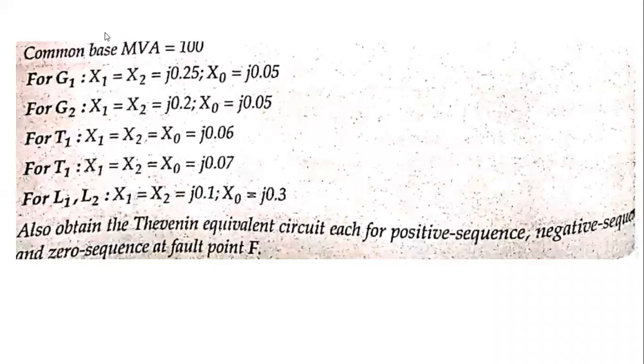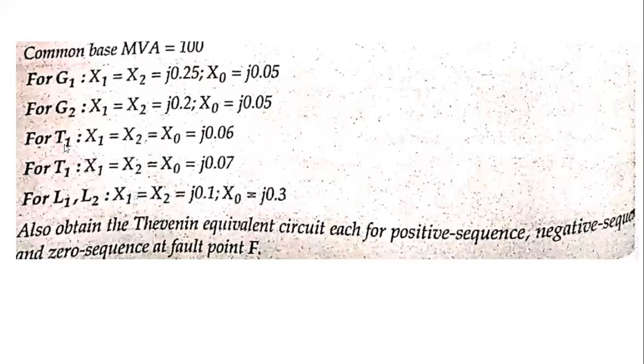The given data is: base MVA is 100. For generator G1, X1 and X2 are equal to J0.25. X1 is the positive reactance and X2 is the negative reactance, and X0 is the zero sequence reactance for generator G1. For G2, X1 and X2, the positive and negative sequence reactances, are J0.2, and X0 is the zero sequence reactance for generator 2.